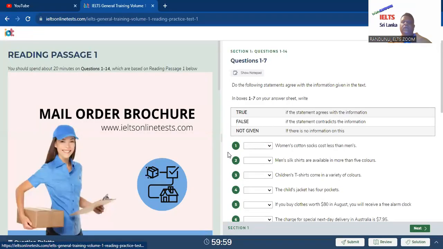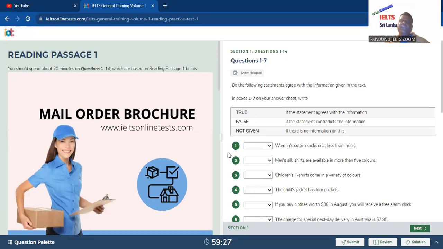Right. Today, the test I'm going to present to you is a computer-based test. The reading test, or the IELTS exam, can be done in two ways, computer-based or paper-based. If you are doing a paper-based test, the passages and the questions and all these things will come in a paper, like a booklet.